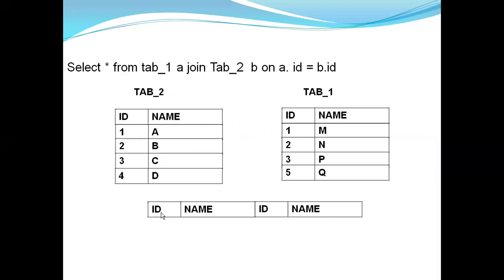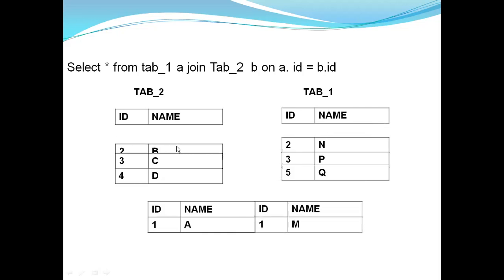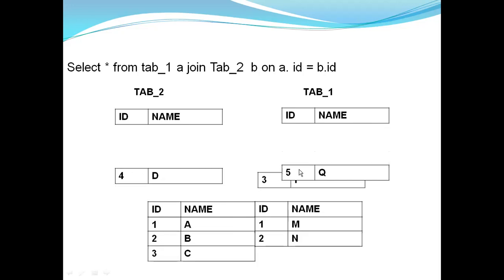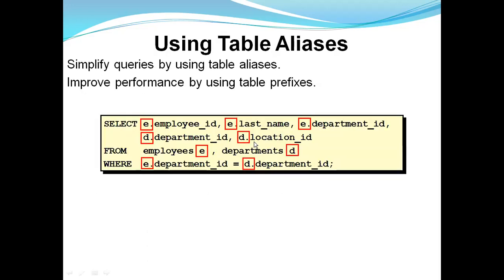So now in the result, we are going to have 1, 2, 3, and 4 columns. So it will pick up 1A, 1 comes matching 1. So we'll have 1M, 2B with 2N, 3C with 3P. 4D, we don't have a 4, so 4 will not be a part of the result. Same, 5 will also not be a part of the result. Hence, it is an inner join. Clear here?